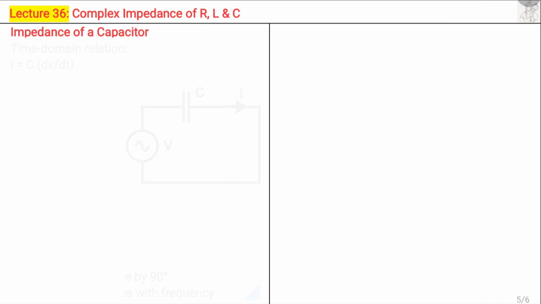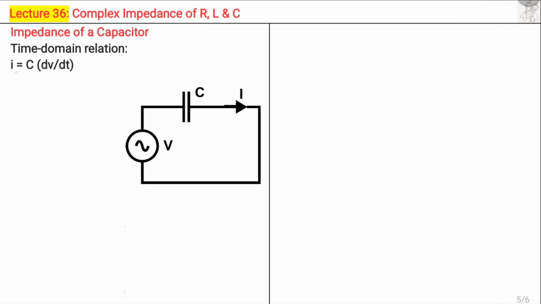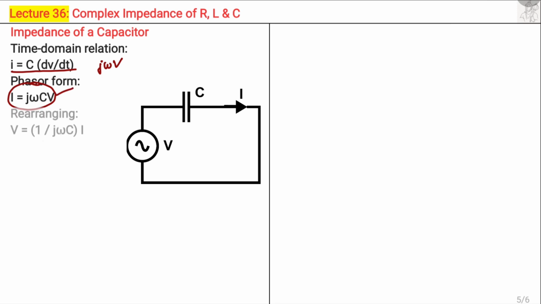Now impedance of a capacitor. For a capacitor, the basic formula is I is equal to C dV by dt. So dV by dt is simply equal to j omega V. So replacing it, the current phasor becomes equal to j omega C V, where V is the voltage phasor. Rearranging, we get V is equal to 1 by j omega C into I. Now comparing it with the formula V equal to IZ, Z comes out to be 1 by j omega C.